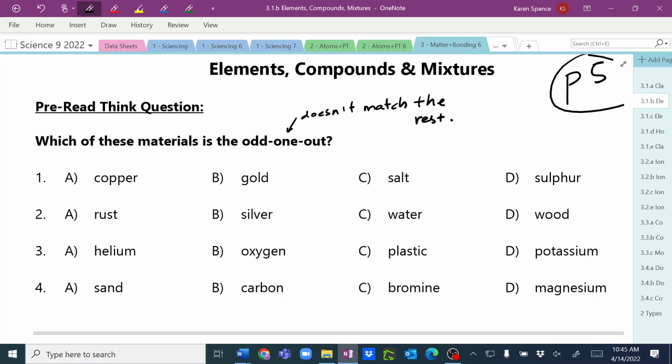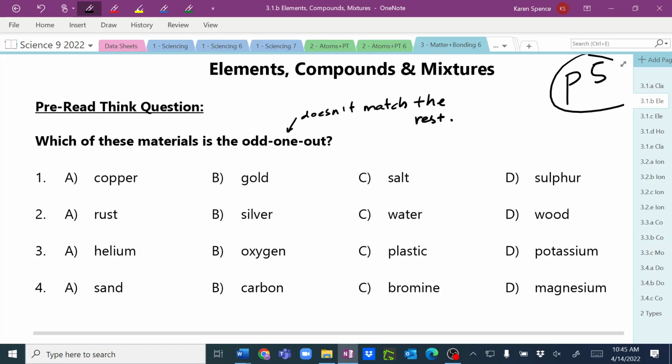All right, so which one would you like? Would you like A, B, C, or D for the odd one out in group number 1? 5, 4, 3, 2, vote. Okay, I got some C's. I got a D. So I've got some C's and some D's.